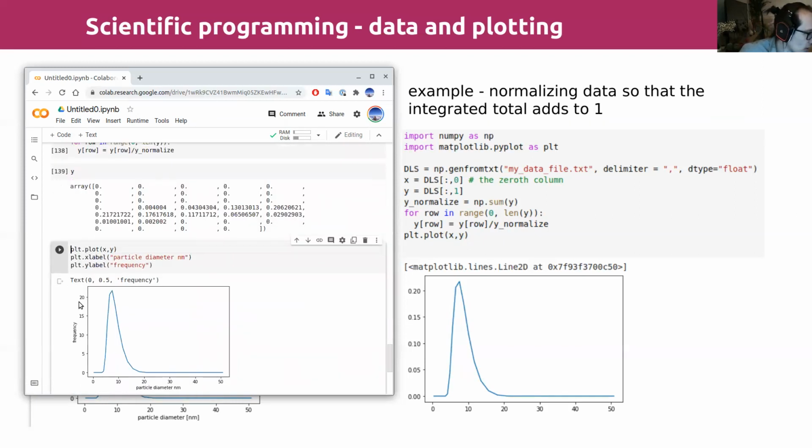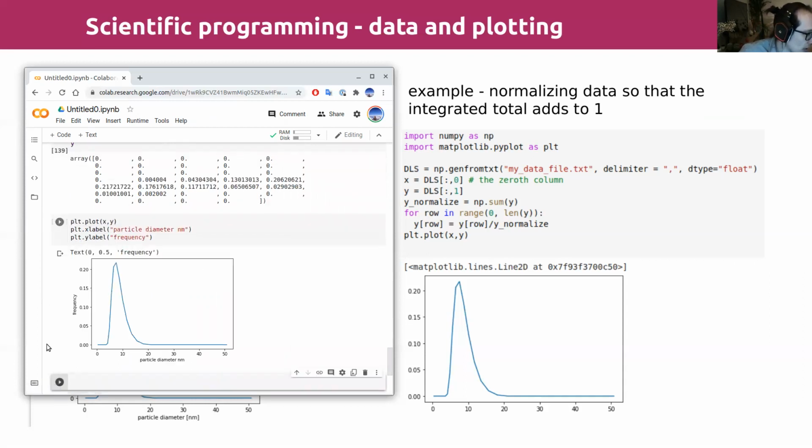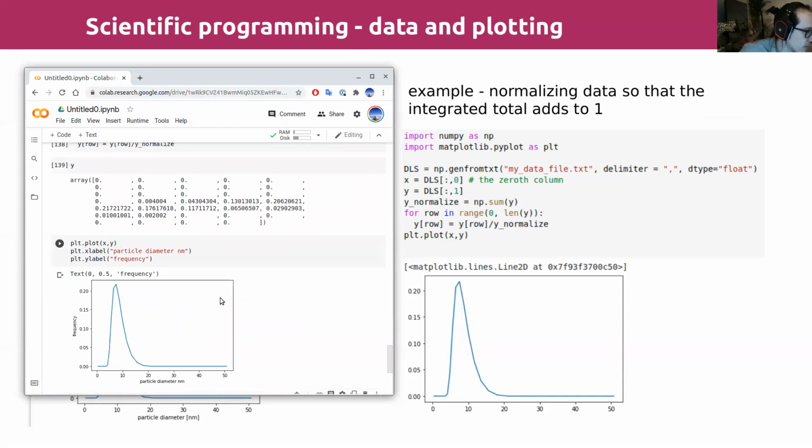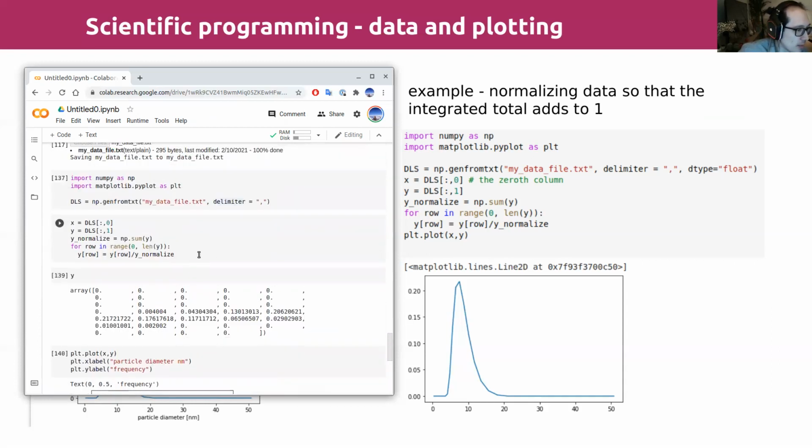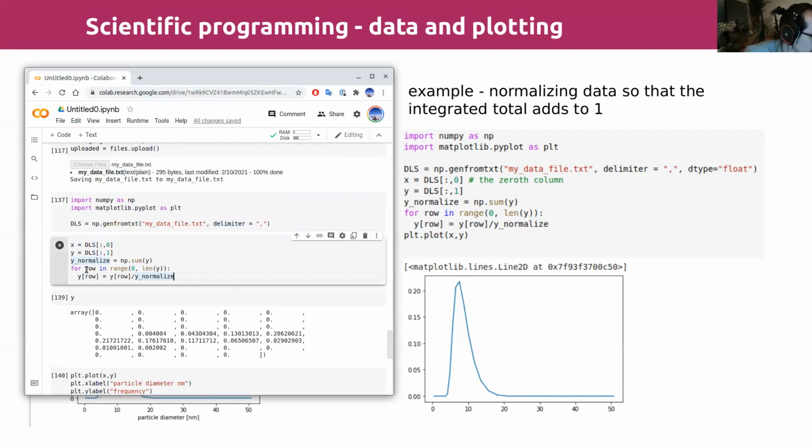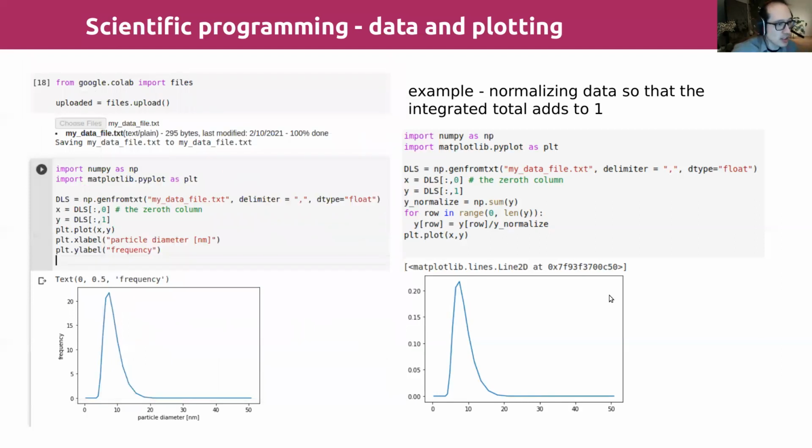And the only thing that's going to change when I rerun this plot is the values on this y-axis here. The shape should be the same. But yeah, now the values have been divided. So that's an example of realistic data plotting. This is real DLS data. And normalizing it is a really common thing. Using a for loop is a perfectly reasonable way to process a set of data like this.